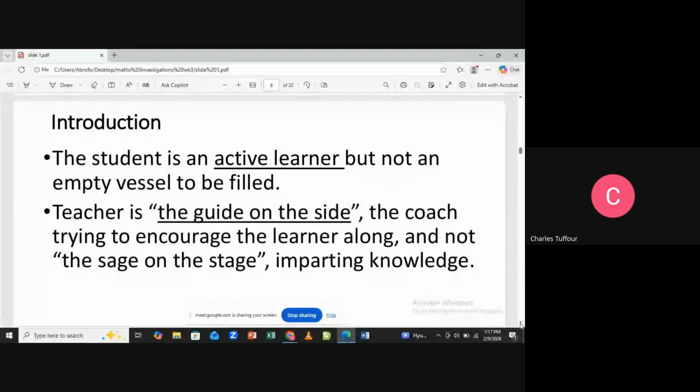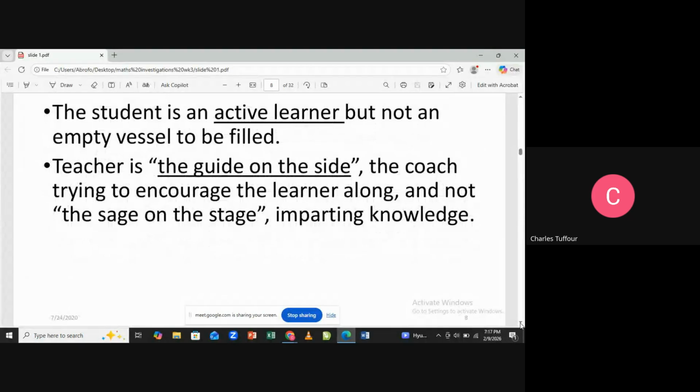They have something in their mind that they brought from home or that they have experienced before. So in the field of problem solving, the student must be active, constructing their own knowledge and ideas before they solve their problem. Do not spoon-feed them. The teacher is the guide on the side, the coach trying to encourage the learner along, and not the sage on the stage imparting knowledge.